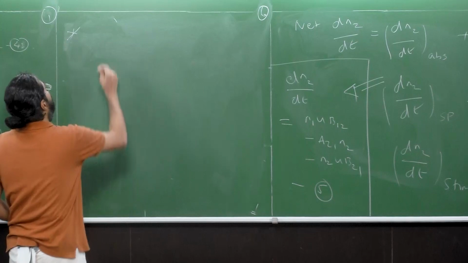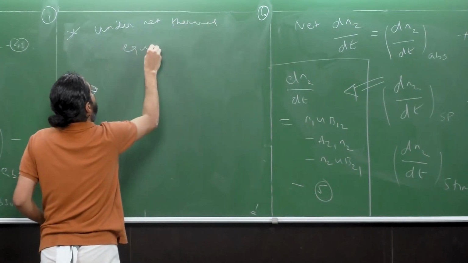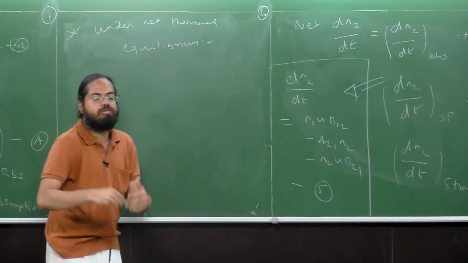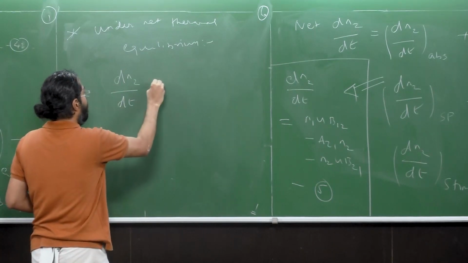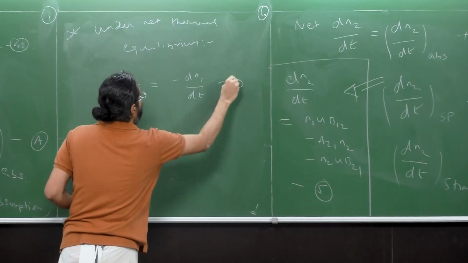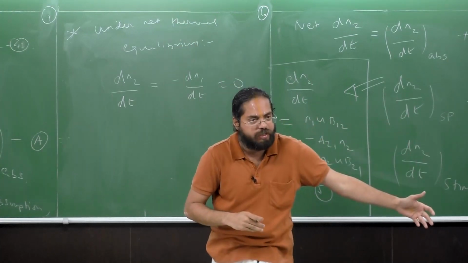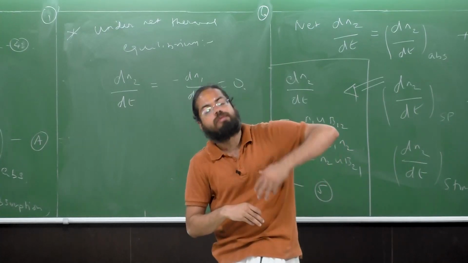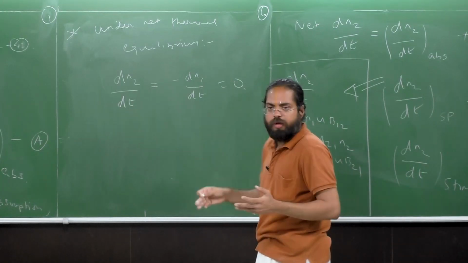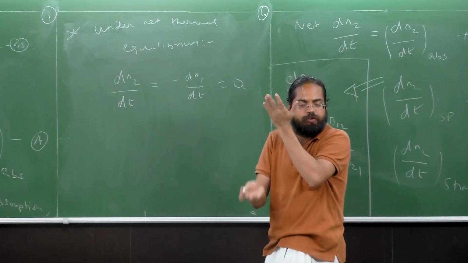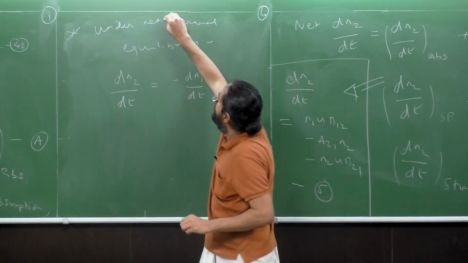Now under net thermal equilibrium, I'm going to introduce one more term. Under net thermal equilibrium, that is, when the rate of electrons defined as dN2 by dt, as negative dN1 by dt, is equal to 0. In other words, the system is never far away. It's not that all the electrons are in the excited state or all the electrons are in the ground state. There is going to be a reasonable population in both the ground state and excited state. When will that happen? When the net rate is going to be 0. In other words, whatever electrons go up from the ground state are also going to come back in time, so that this constant flux is always maintained. This is what is called the thermal equilibrium condition.